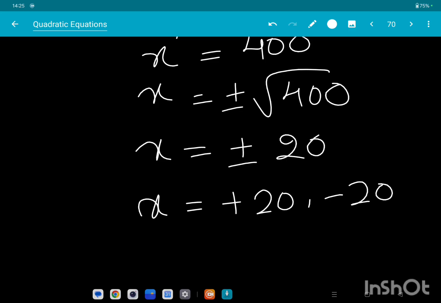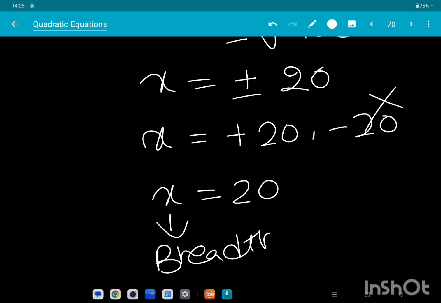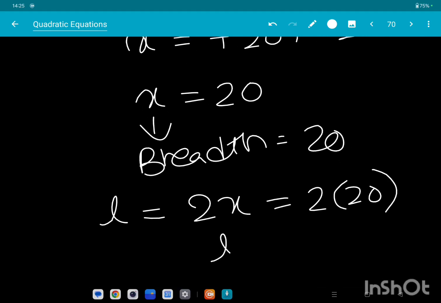This is a measurement. There is no negative value in measurement. So x value is 20. x is nothing but breadth. The breadth is 20. And what is the length here? We already know length is equal to 2x, which is 2 into 20. So the length is 40 meters. Breadth is 20 meters and length is 40 meters. This is the way we will find out the length and breadth of this problem.